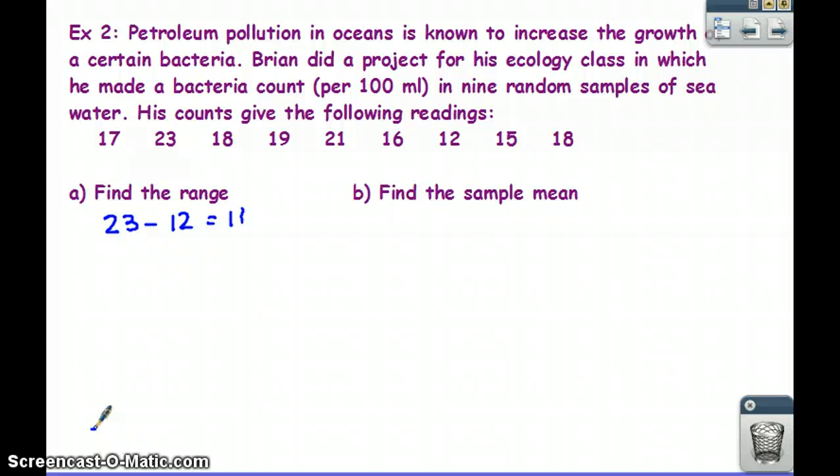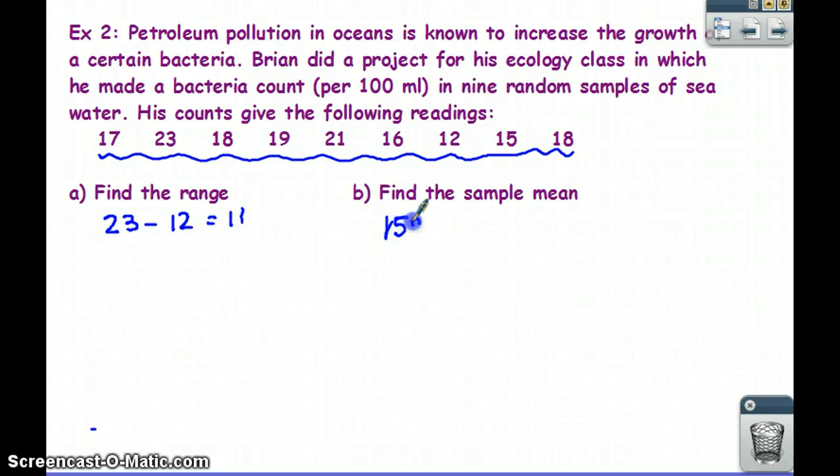Okay, next, the sample mean. Mean is the normal average we're used to thinking about. I'm going to take the total of all these scores. So I grabbed my handy calculator and added everything up. Divided by the number of data points. Well, it tells us there's 9, or we could count that there's 9. So our average is approximately 17.7.